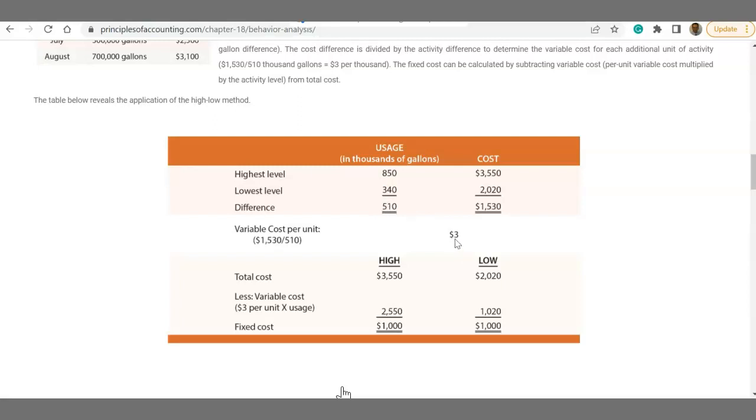Now that you know what your variable cost is, put that $3 variable cost in either high or low, either way, choose one of them and put it inside. And then you know already the total cost, which is Y, 3,550. And you know the variable cost is $3 per usage. So the usage for the high was 850. So 850 times 3 is 2,550. Therefore, 3,550 minus 2,550 fixed cost ends up to be $1,000. There you go. You have your fixed cost now. And that's exactly what I did. You can do the same thing with the low cost. So the total low cost is 2020. But in the low cost, we used 340,000 gallons. So 340 times $3 for every 1,000 gallons. So that will be 1,020, and 2020 minus 1,020 gives you $1,000 fixed cost.